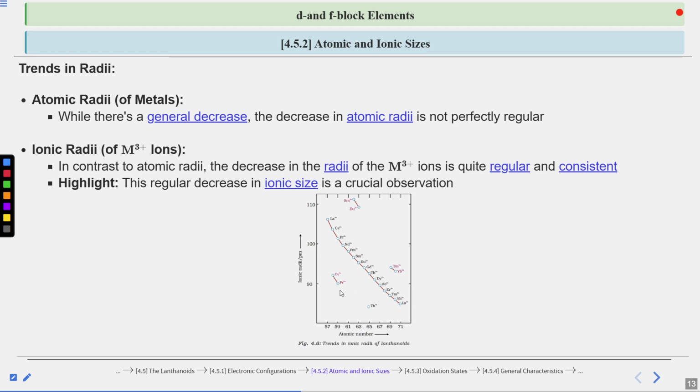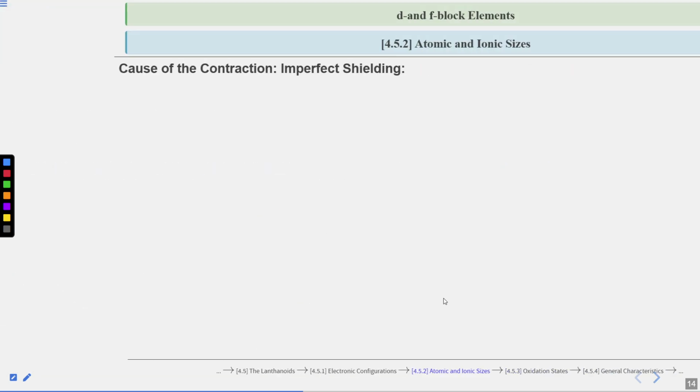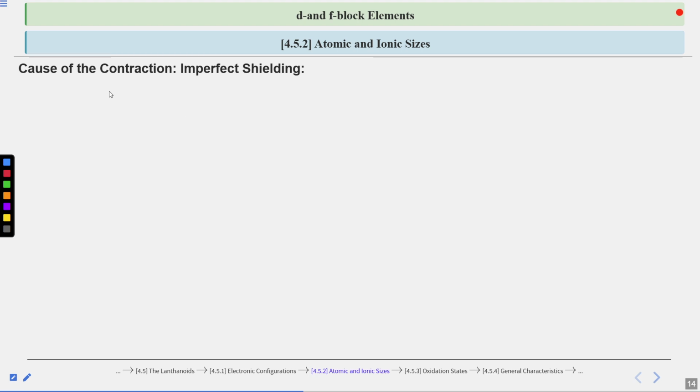Okay, so this is the trend showing a general decrease in the size of ions in the M3 positive form, which is regular and consistent. You can observe that by this regular line. Cause of the contraction: imperfect shielding.